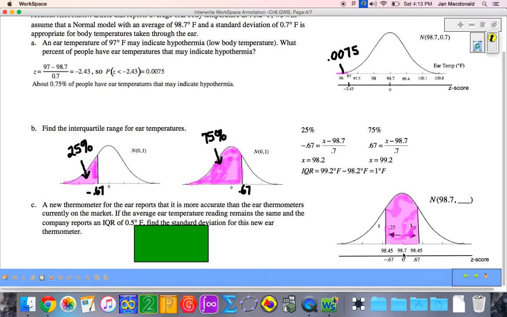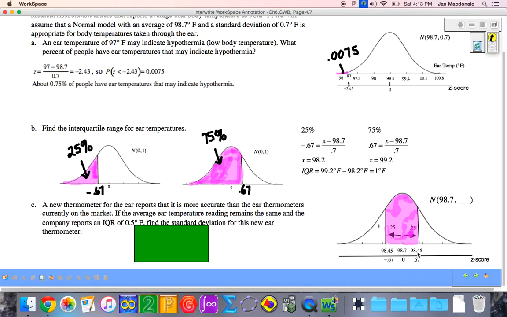Okay, so here's our mean. Here's Q1 and here's Q3, right? We just determined that Q1 and Q3 are always going to be negative 0.67 and 0.67 standard deviations from the mean. But in this problem, they tell us that our new IQR is 0.5. Well, that means 0.25 would be to the left of the mean, and 0.25 would be to the right of the mean. So if we take the mean, 98.7, and we add 0.25 to it, we get 98.